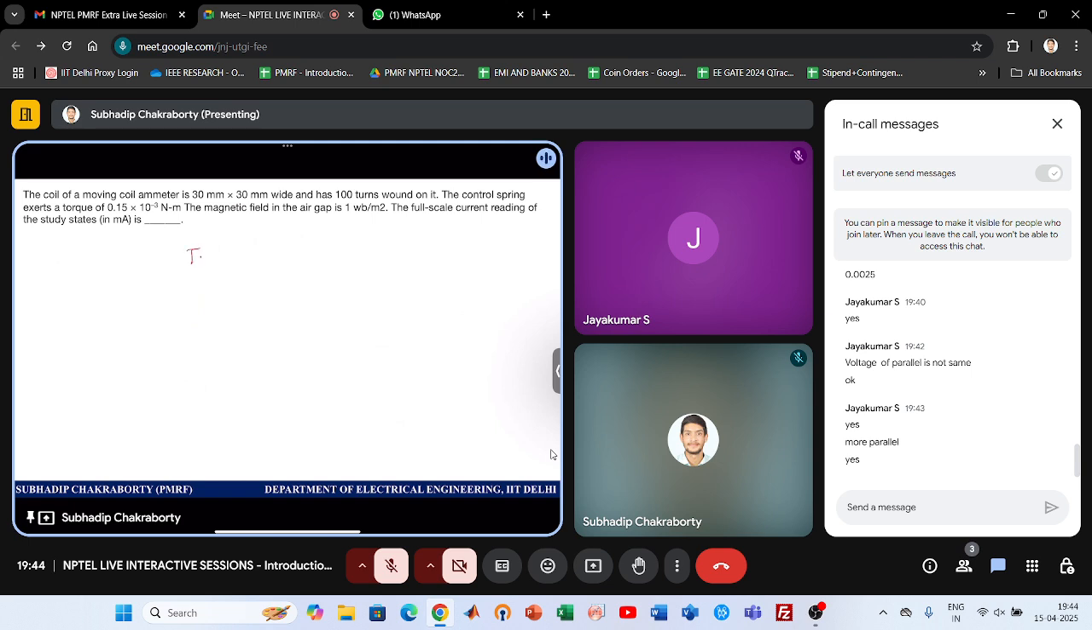So you know that torque is BINA, right? So A is already given. Always convert to SI. And what is N? 100. What is B? 1 Weber per meter square. All in SI, right?